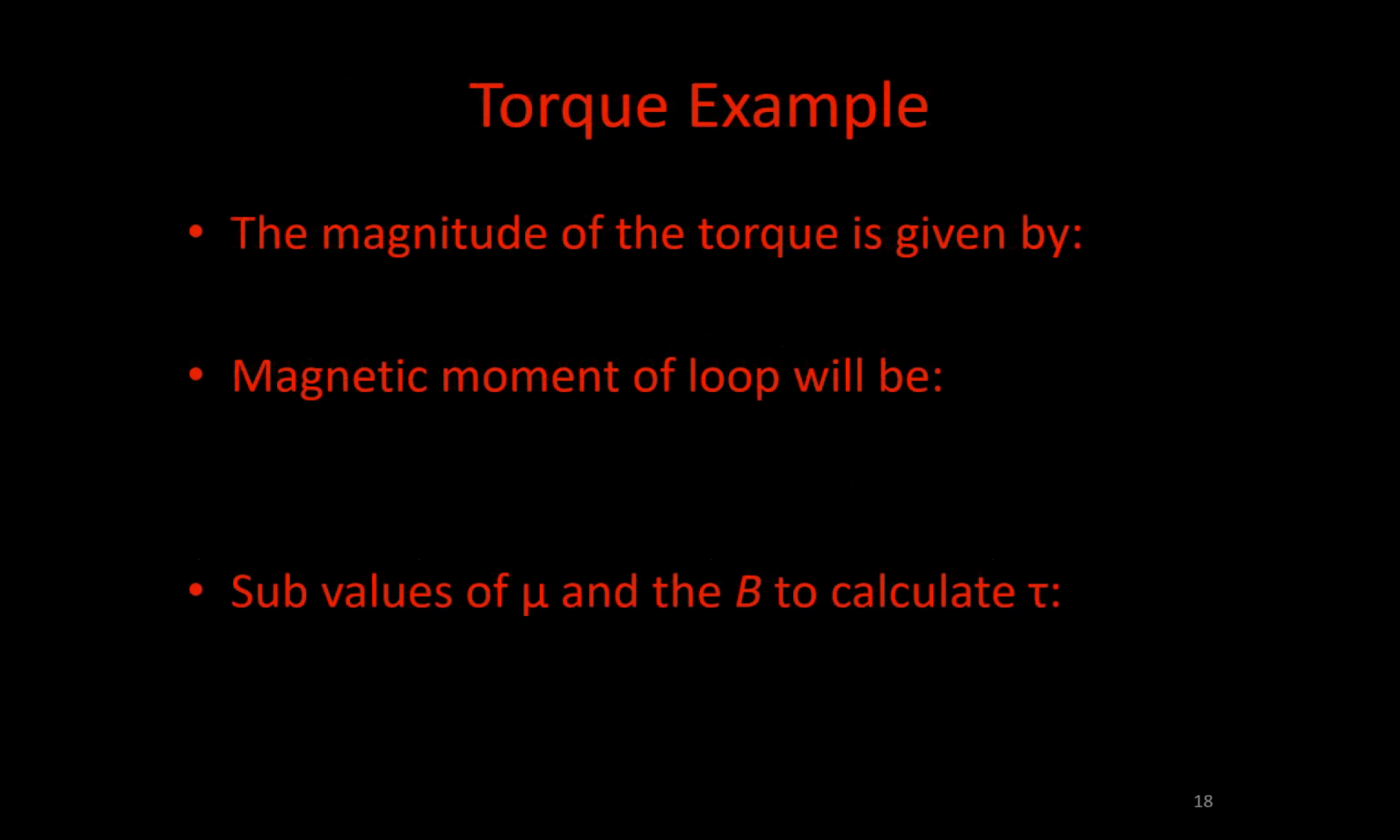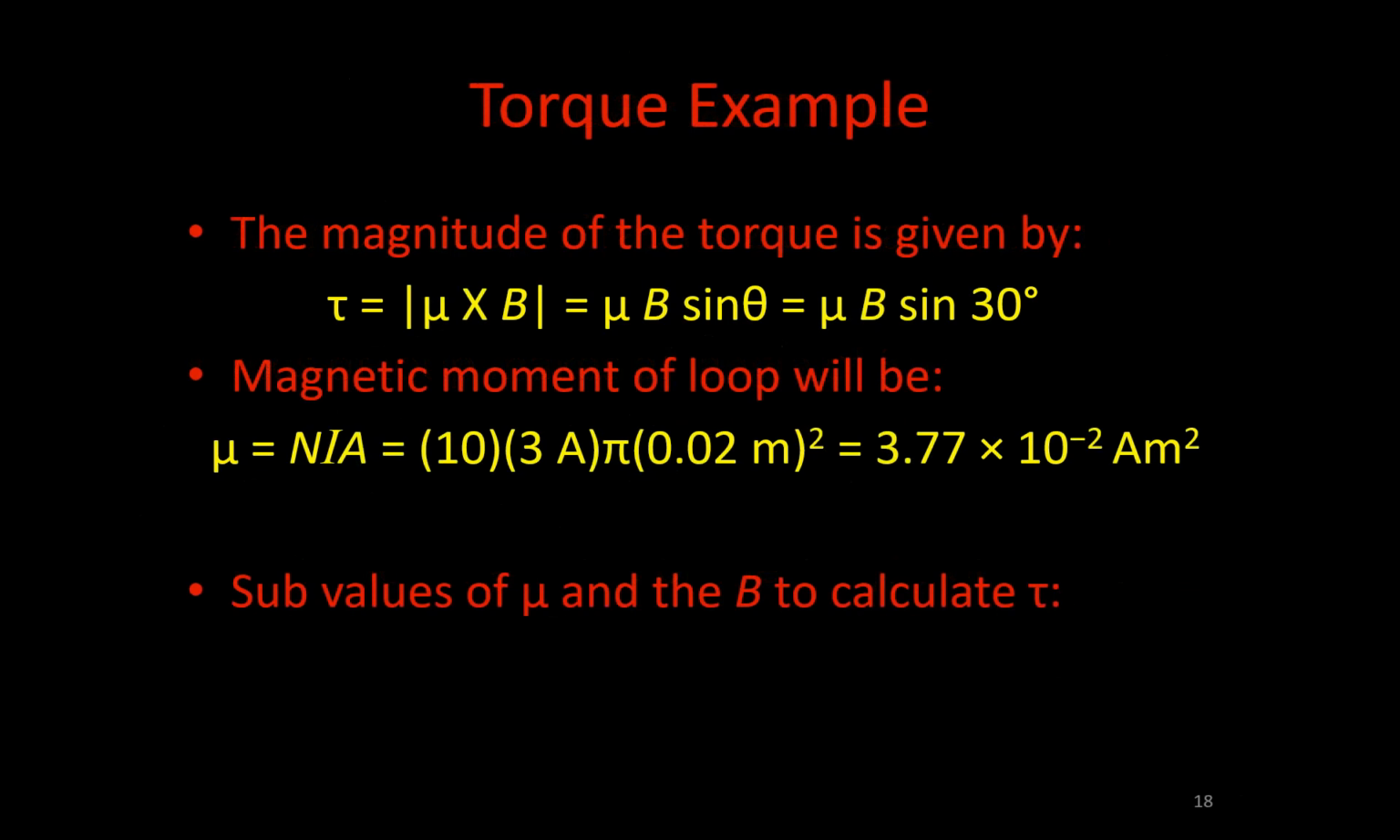So the magnitude of the torque will basically be mu cross B, which will be mu B sine theta. We know theta is equal to 30 degrees. You could, of course, calculate this all in one piece as NIAB, but I've broken it down. The magnetic moment of the loop will be mu equals NIA. This will be 10 times our 3 amps. And remember, this is area, so this is pi r squared, and this was in centimeters. So it's pi times 0.02 meters squared. This will give us 3.7 times 10 to the minus 2 amp meters squared.